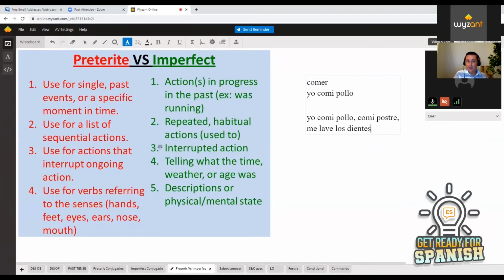Okay? Now we have the interrupted action that is related to number 3 on the preterite. Okay? When we have two actions and one interrupts the other, the one action that was happening will be the imperfect. And the action that happened and interrupted will be always in the preterite. Okay? Like, yo comía pollo. Let's talk about yesterday. Yo comía pollo. I was eating chicken.